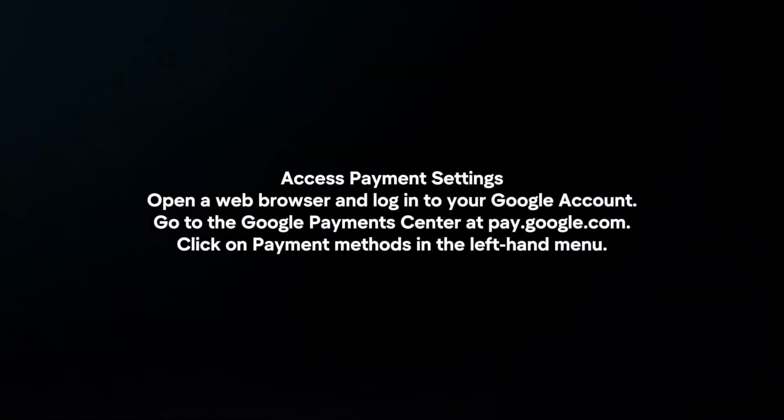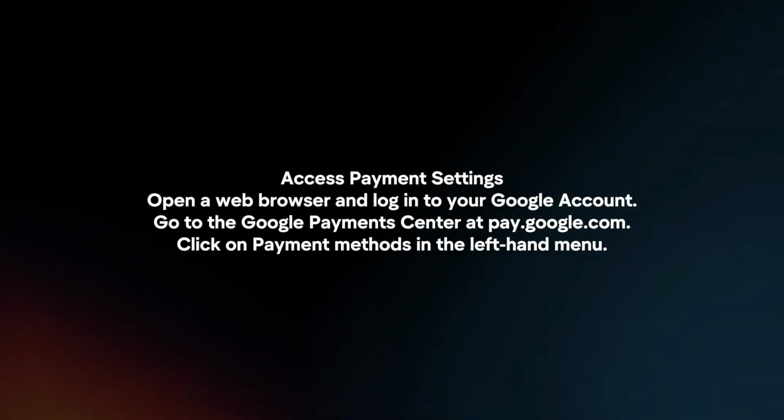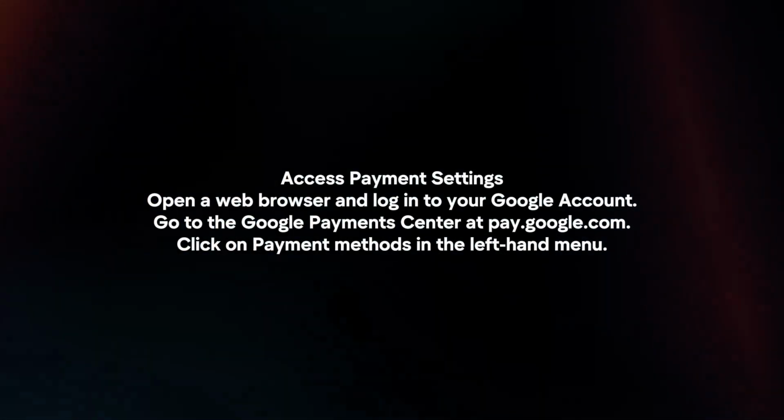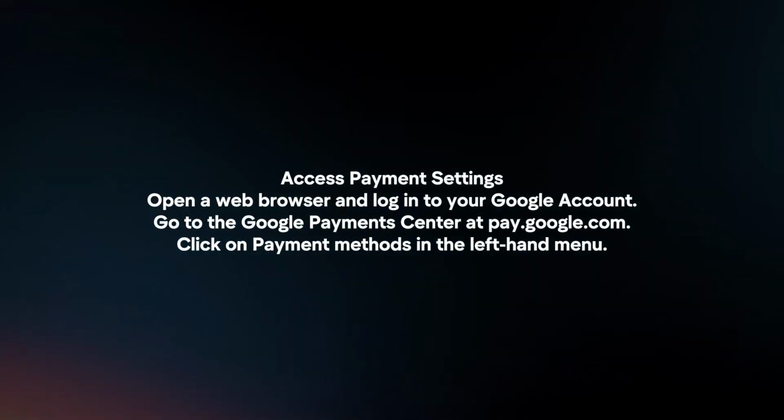Access payment settings. Open a web browser and log into your Google account. Go to the Google Payment Center at pay.google.com. Click on Payment Methods in the left-hand menu.